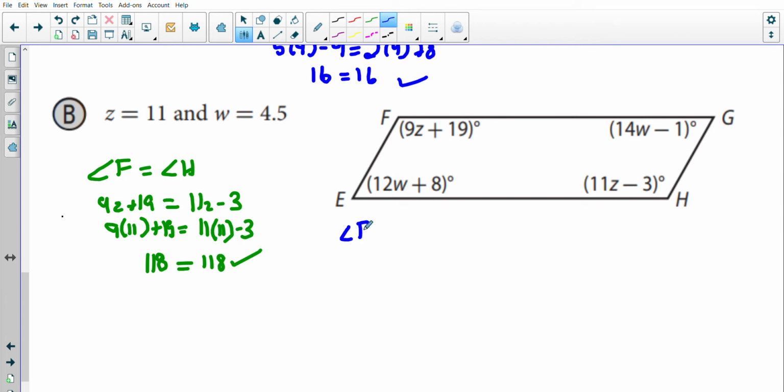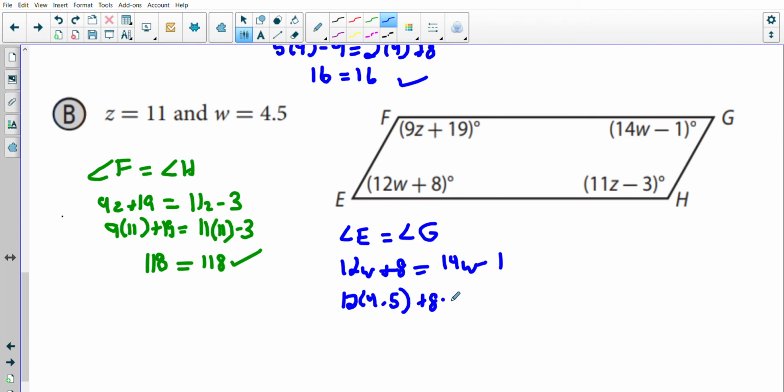We got to show that angle E is going to be congruent to, or equal to rather, kind of almost the same thing, but angle E is equal to angle G, right? So we have now 12W plus 8. Okay, and we have to show that that's going to be the same thing as 14W minus 1. Okay, and the value for W is 4.5, so we would substitute that in. Okay, 12 times 4.5 plus 8. Okay, and that's got to be equal to 14 times 4.5. Okay, and then I subtract 1 from that value.